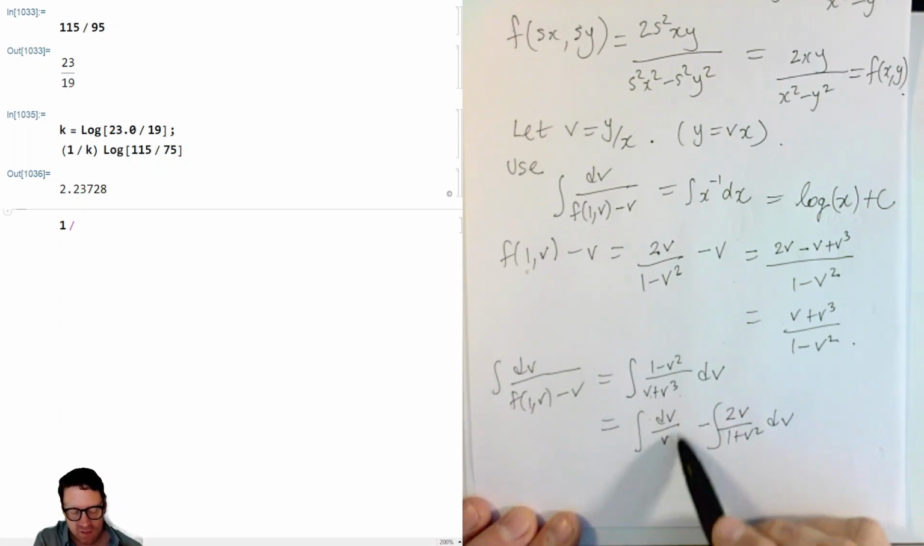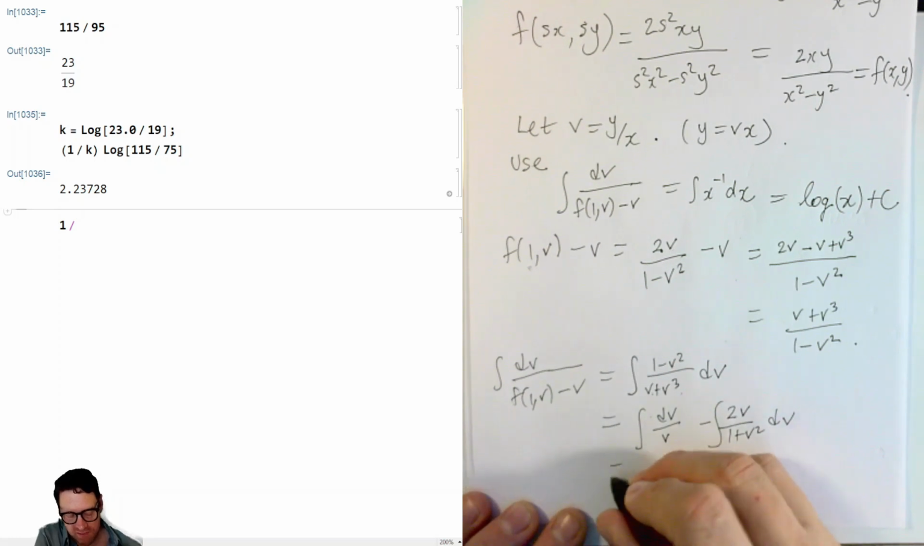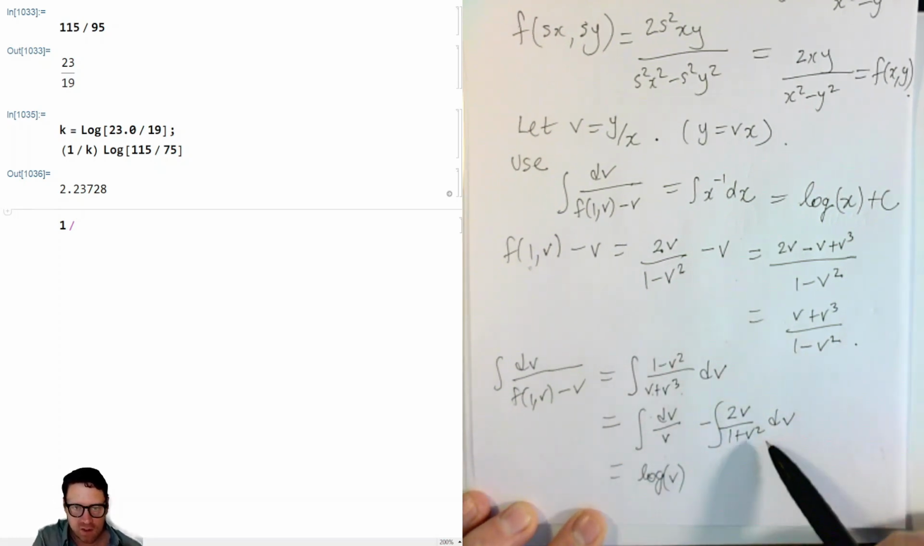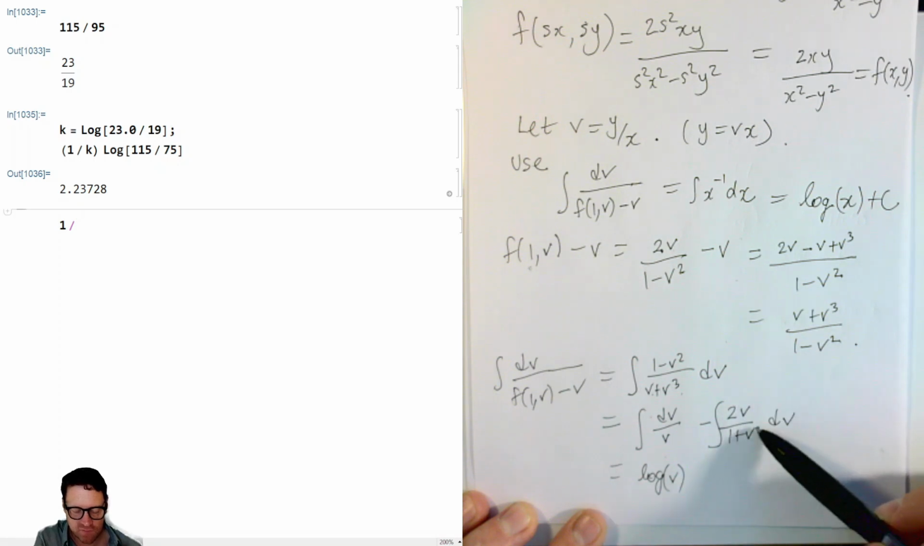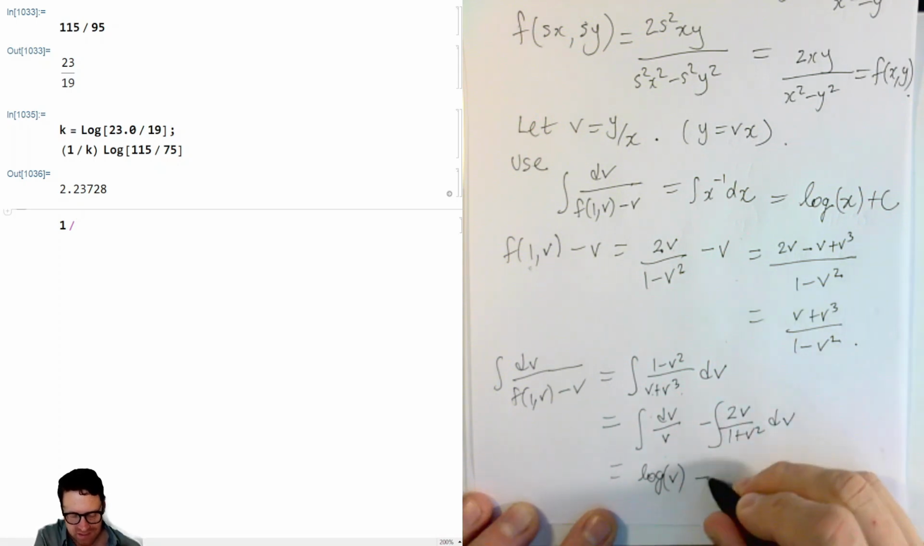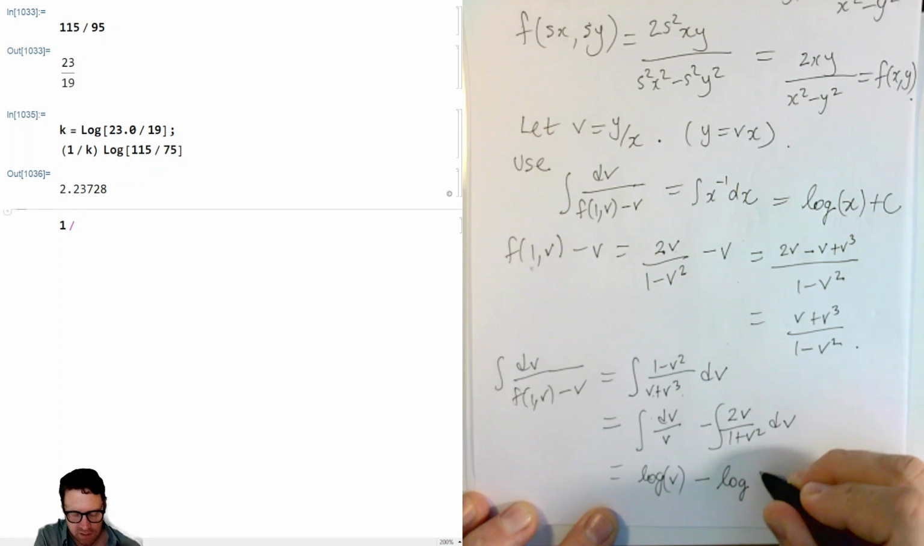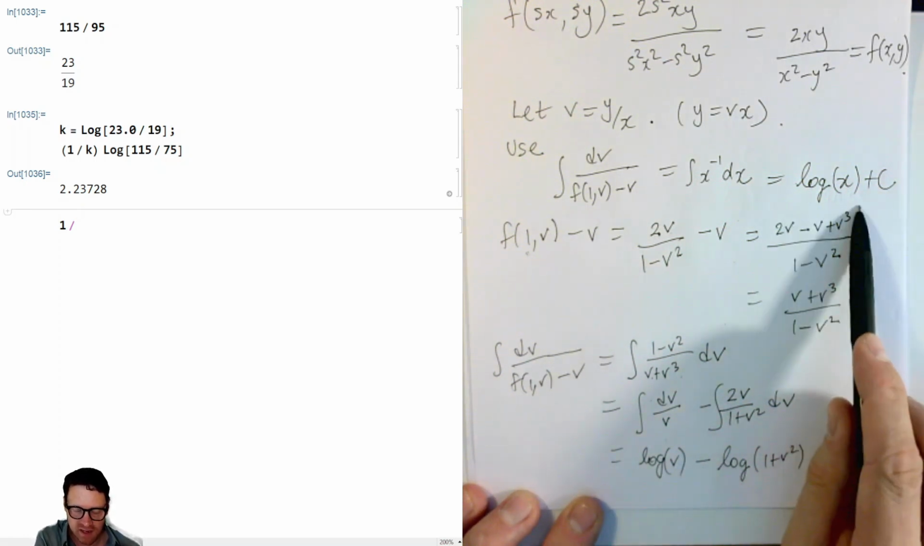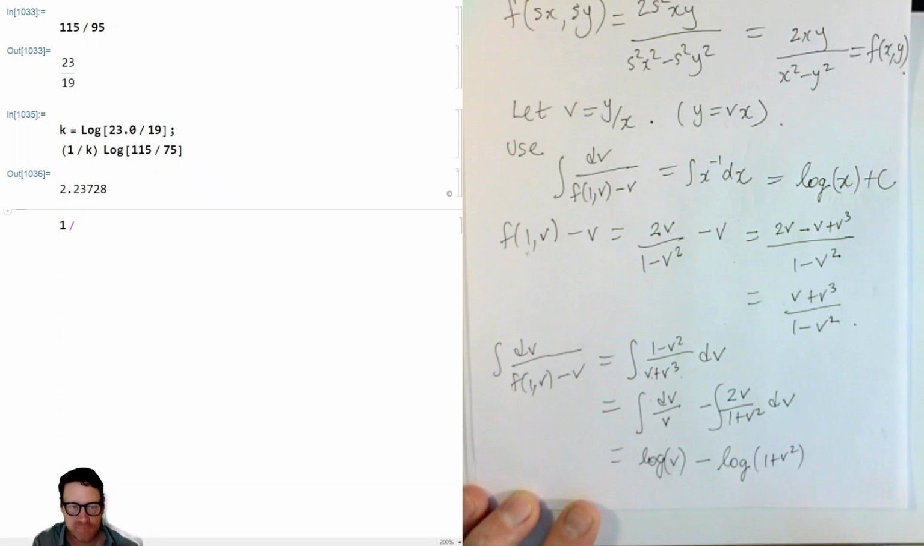So the integral of 1 on v with respect to v is natural log of v. And notice that the derivative of 1 plus v squared is 2v. So we have derivative over the function, and so this is natural log of 1 plus v squared. We've already got our plus c on the other side of the equation, so we don't want to put a plus c here, because then we'd have too many of those.